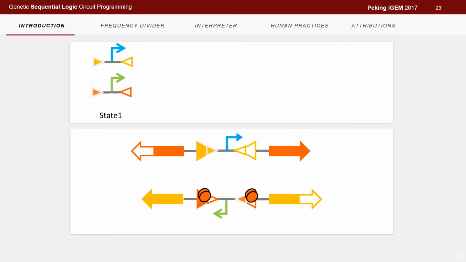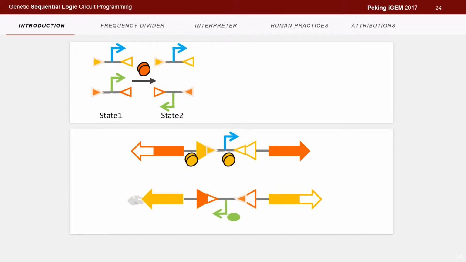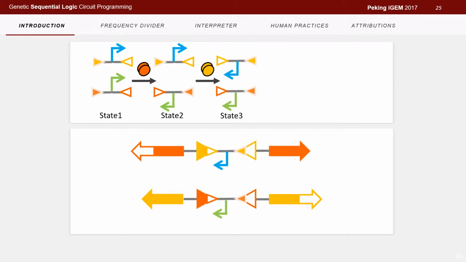First, we induce the upper promoter, a recombinase is expressed, and the lower promoter is flipped. We get our second state. Then we induce the lower promoter, a recombinase for the upper sequence is expressed, and the upper promoter is flipped. We reach the third stage. Both promoters are now in reverse direction.